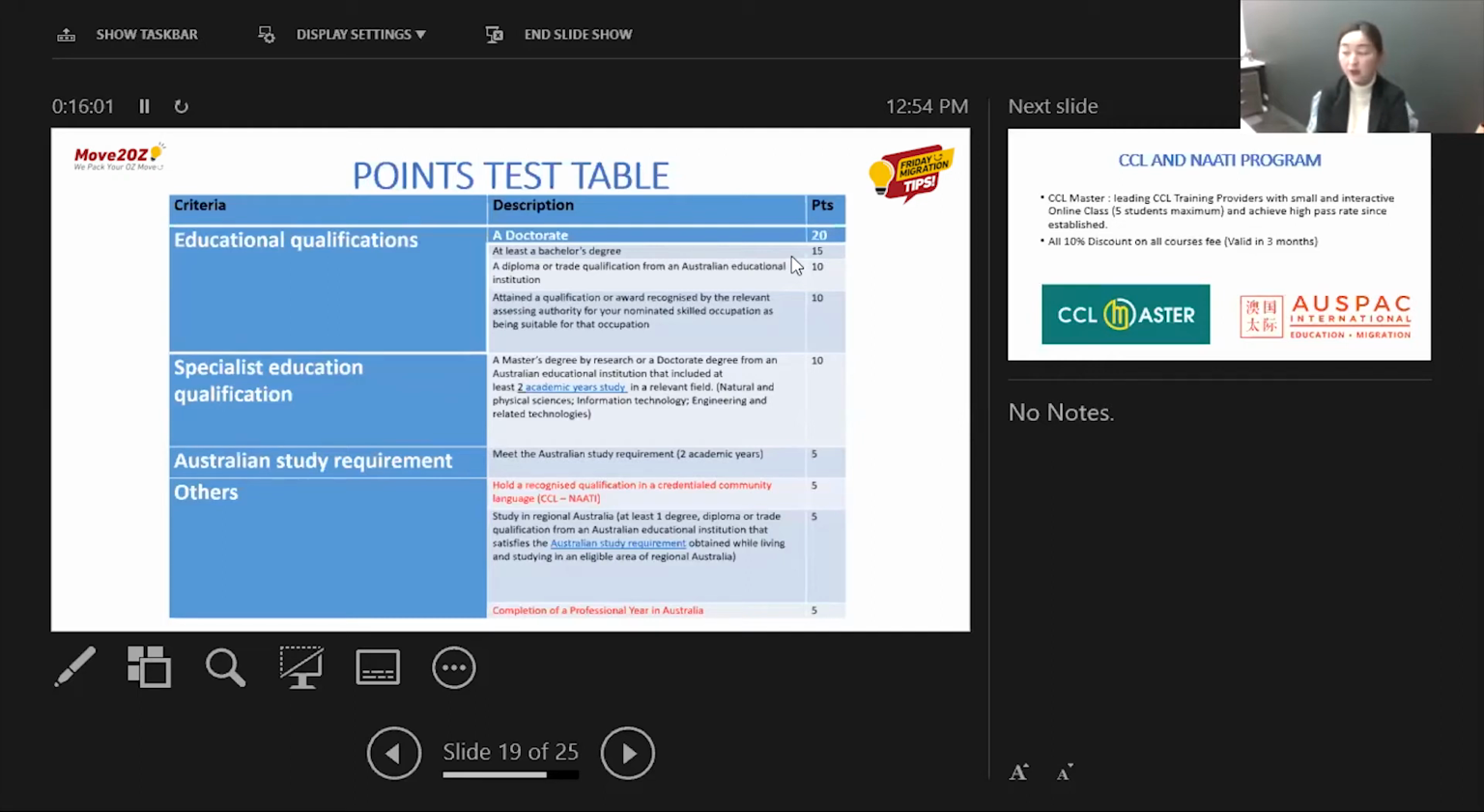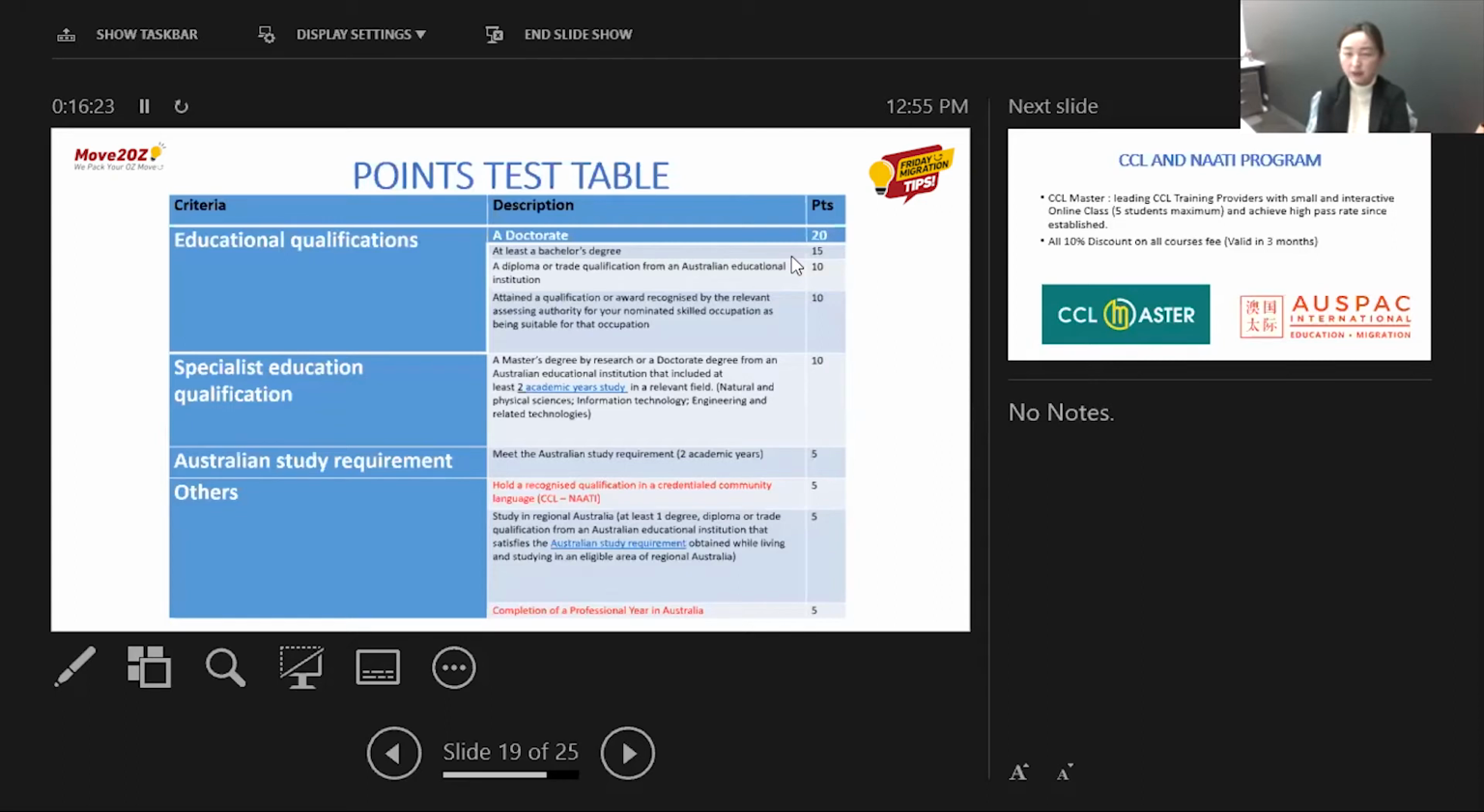And for other points you can get, the first one is called CCL, which is the NAATI certificate you can get. If you have a community language course, you'll have 5 points, and I think we do have some promotion on the CCL course if you want to apply for one, and Kenny will introduce that one later. And the next one is called Study in Regional Area.